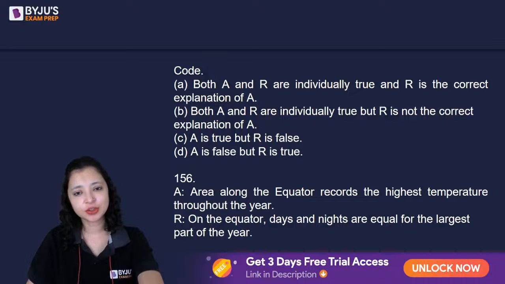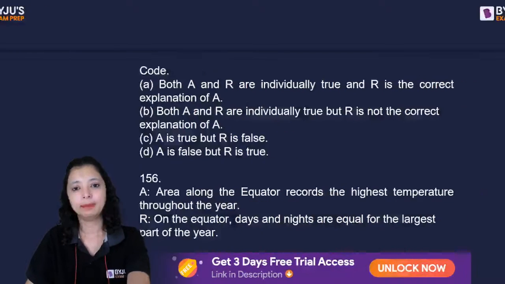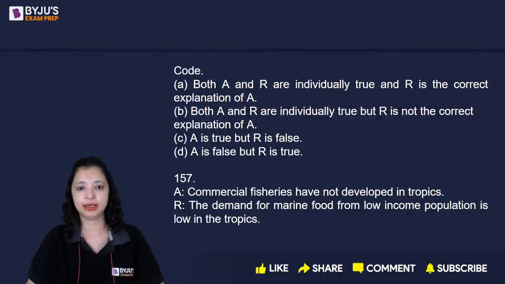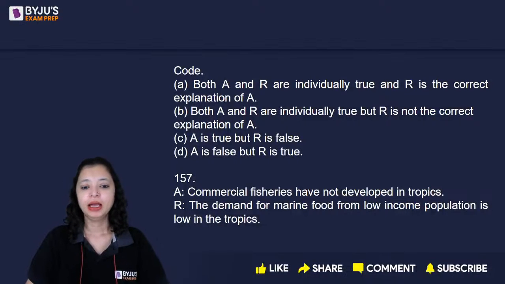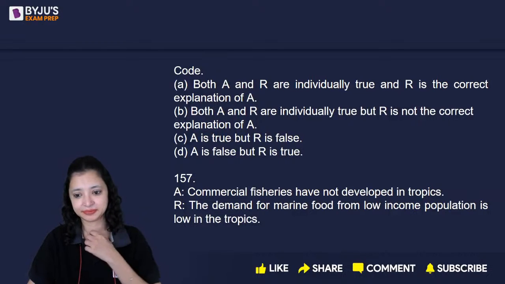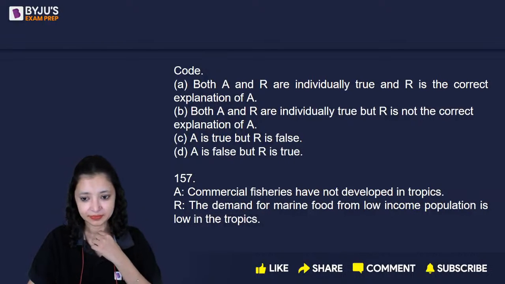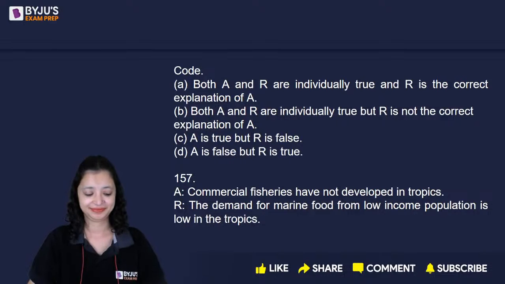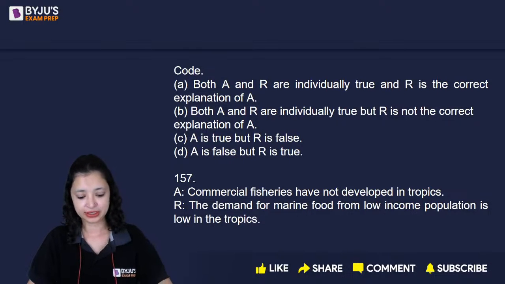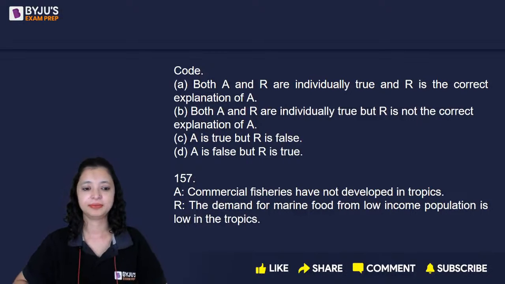Let's move on with the next question. I think you've got the hang of it. ठीक है? पार करके देखते हैं correct answer. Next question का क्या होगा? Commercial fisheries have not developed in tropics. The demand for marine food from low-income population is low in the tropics. Someone try this question now. What do you think is the correct answer? बताइए सोच के.